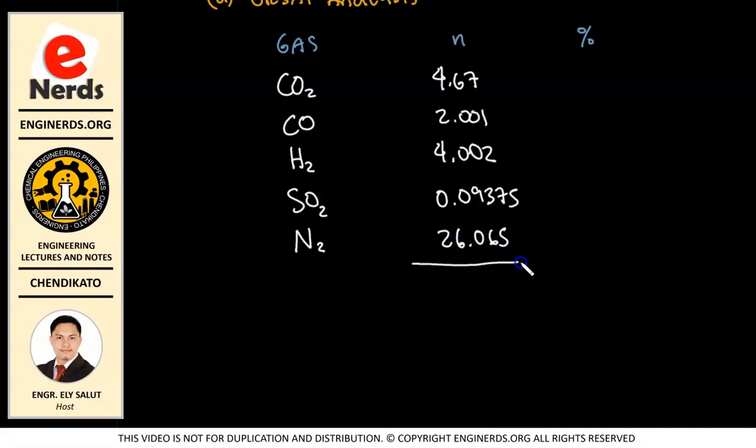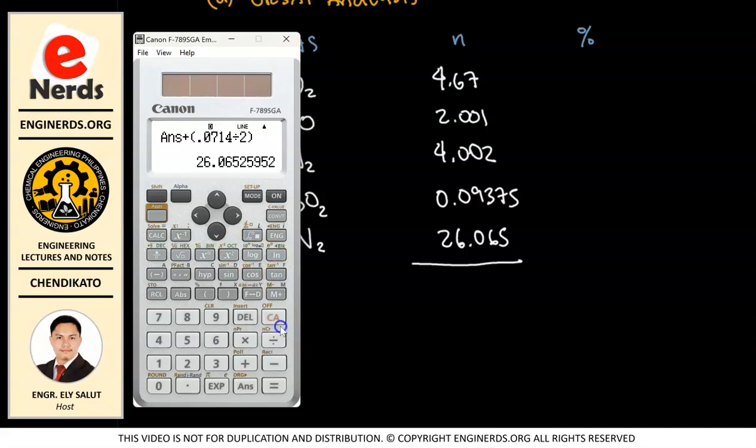Let us get the total number of moles. We're just going to add all of that: 4.67 plus 2.001 plus 4.002 plus 0.09375 plus 26.065. So we have here 36.83.